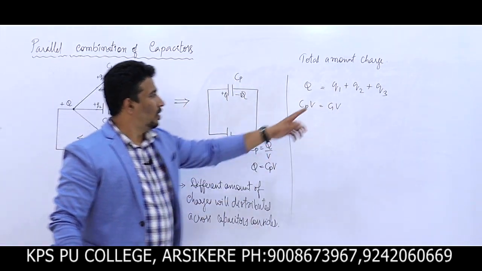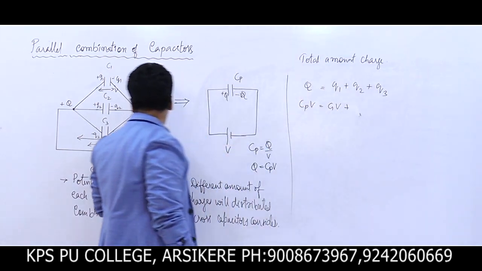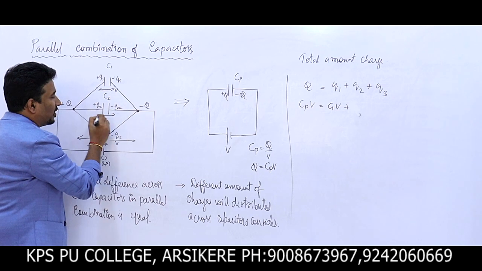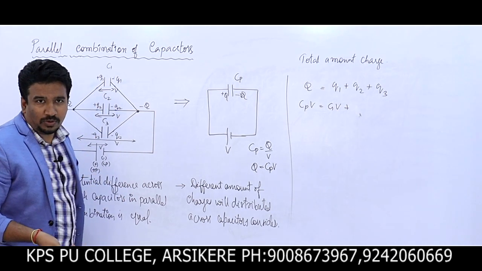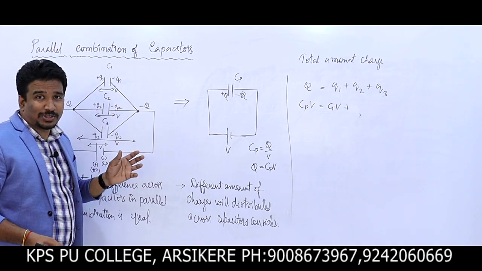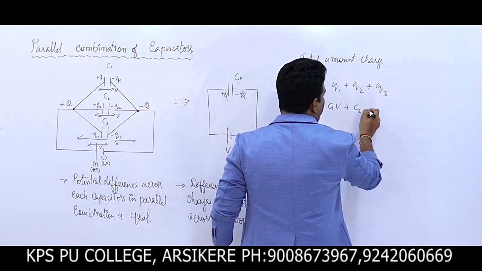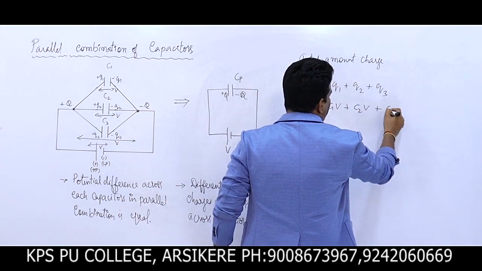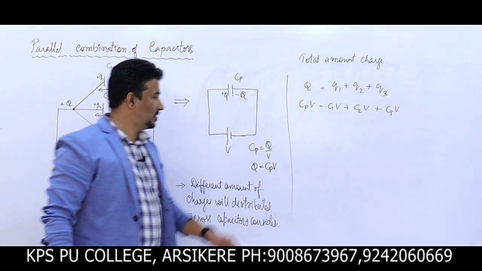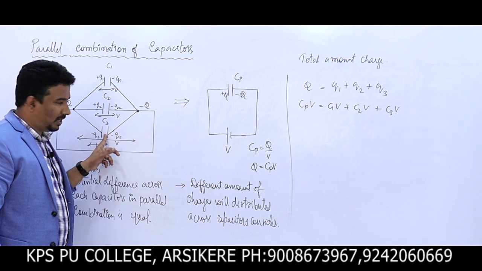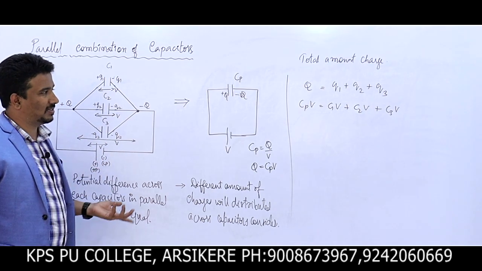And now Q2. Q2 is the charge distributed in capacitor 2. What is the potential difference across this? V. What is the capacitance? C2. So the charge on this capacitor, Q2, is equal to C2 into V. Plus for Q3, that is C3 into V. Q3 is the charge distributed on this capacitor, potential difference across it V, capacitance C3. That's it.